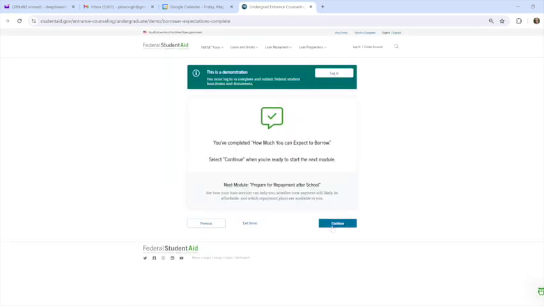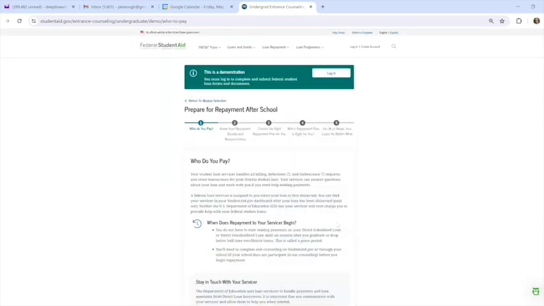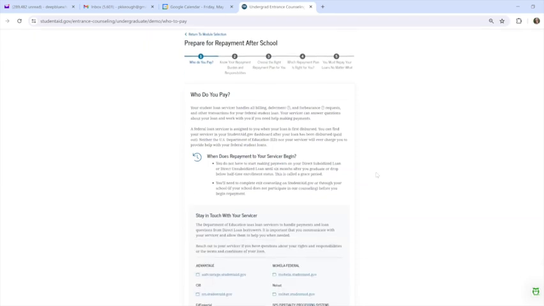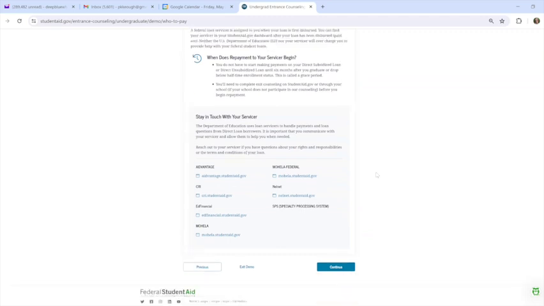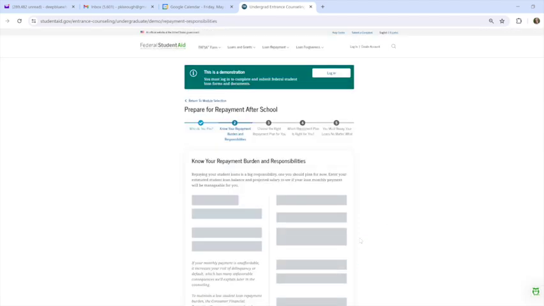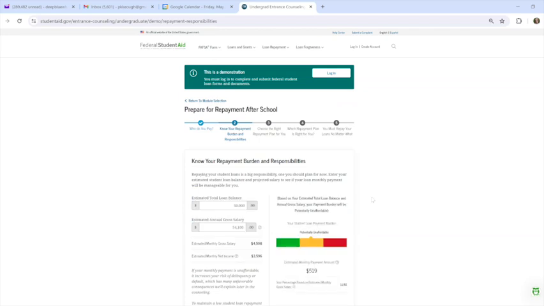So you've completed another module. Let's go through, who do you pay? This is about how repayment starts. As I mentioned earlier, you're going to have a loan servicer, and they talk about a few of them here. You'll get familiar with your loan servicer. You'll have a username and password to log in and check out your loans throughout the time that you're in college.